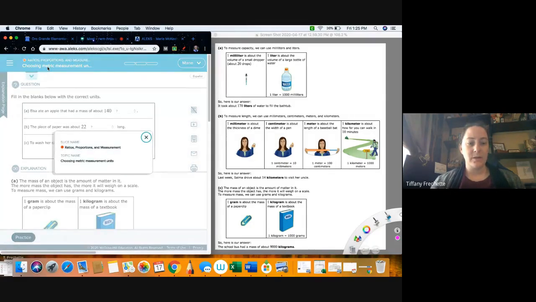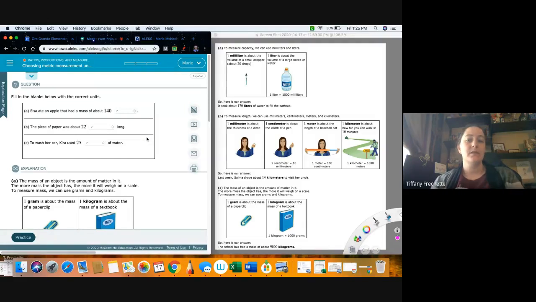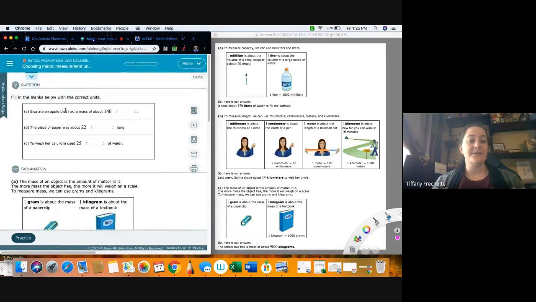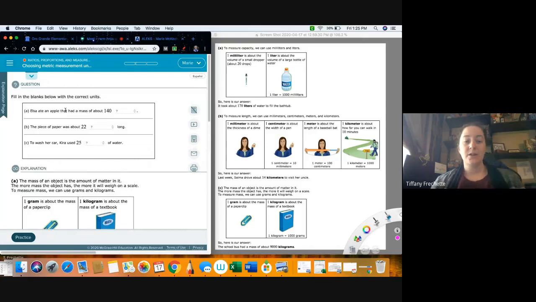Choosing metric measurement units. Okay, so we did one about the US standard units, our standard system, but now we're going to do the metric units. Metric units are not usually as familiar for students, so I did take a screenshot of the graphic below. You should be writing out some notes on these topics so that you know how the metric system works here. And even when we were doing the US system, you should have written notes on that one also.